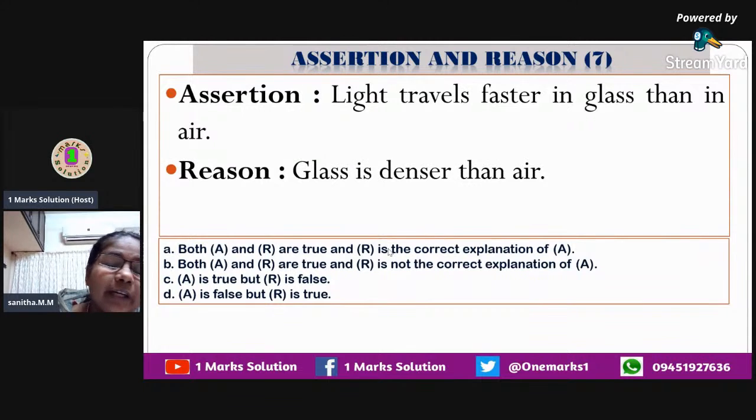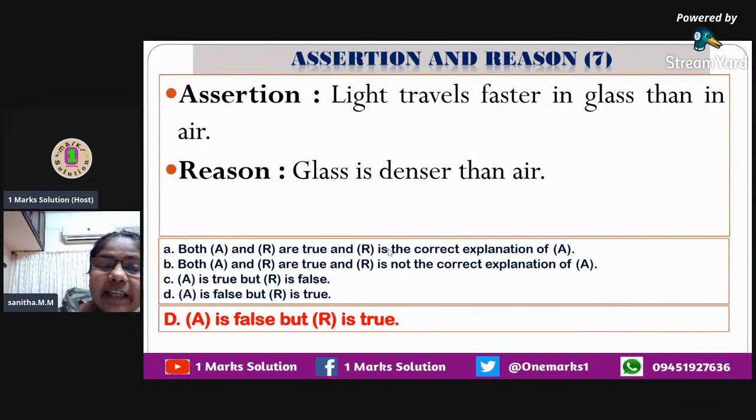Now we can go for the reason. Glass is denser than air. That is absolutely correct. Glass is denser than air, but light travels faster in air. So what will be the answer? You can see the first one is false. The reason is absolutely true. So which is the option? Option D. A is false and R is true.